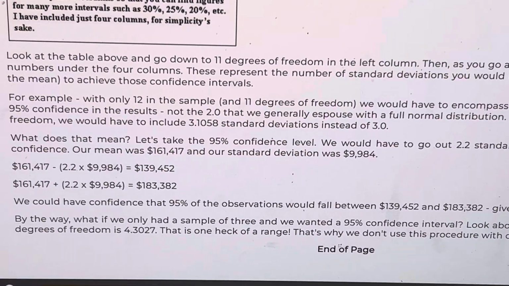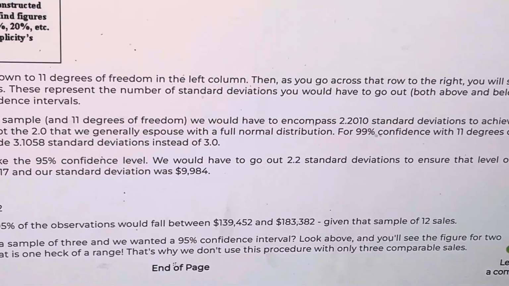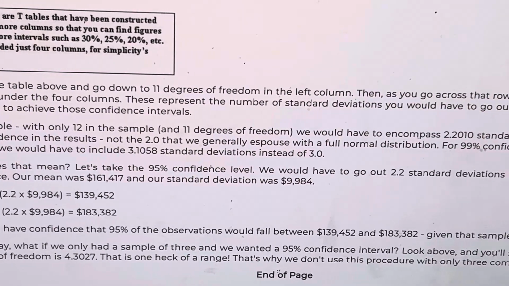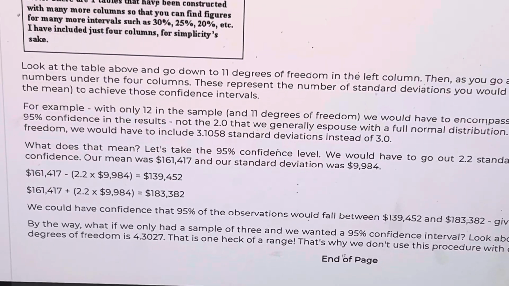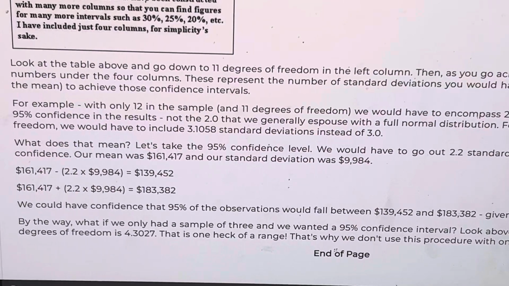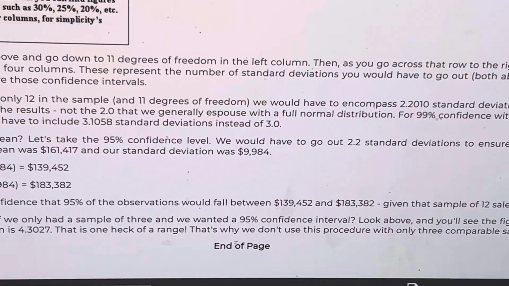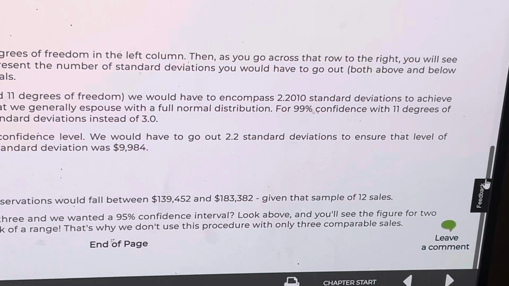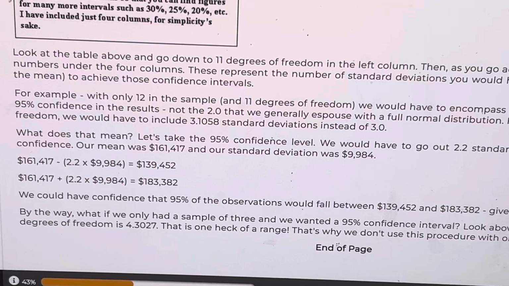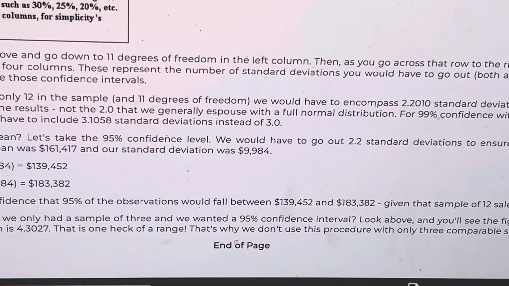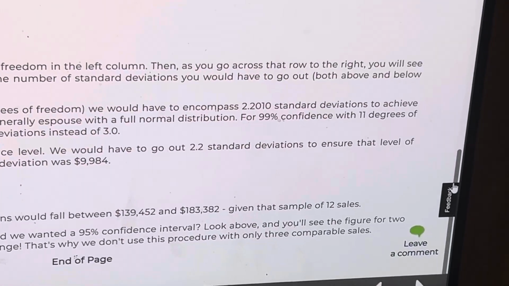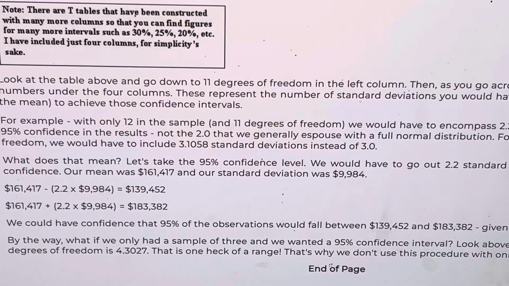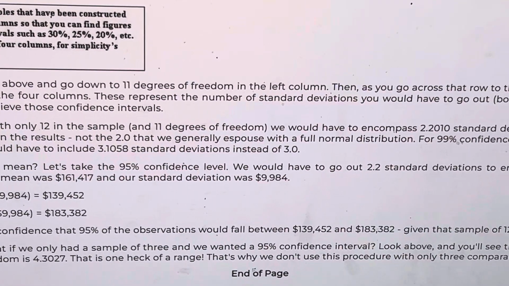Look at the table above and go down to 11 degrees of freedom in the left column. Then, as you go across the row to the right, you will see the numbers under the 4 columns. These represent the number of standard deviations you would have to go out, both above and below the mean, to achieve those confidence intervals. For example, with only 12 in the sample and 11 degrees of freedom, we would have to encompass 2.2010 standard deviations to achieve 95% confidence in the results. Not the 2.0 that we generally espouse with a full normal distribution. For 99% confidence with 11 degrees of freedom, we would have to include 3.1058 standard deviations instead of 3.0.